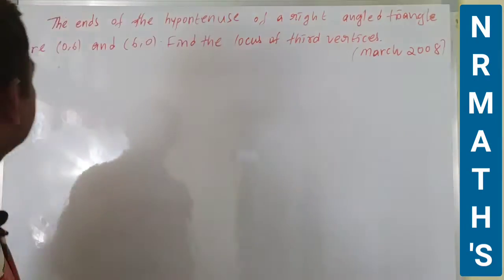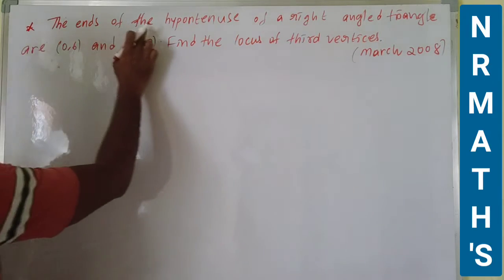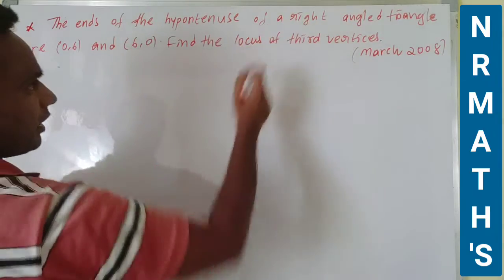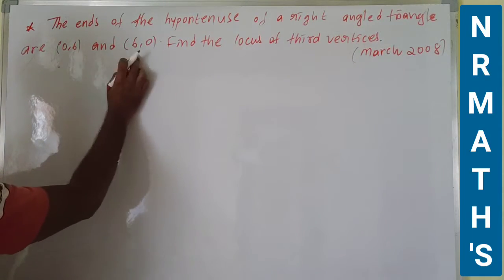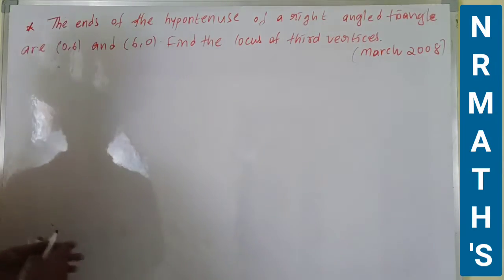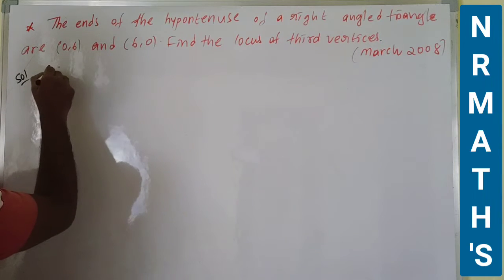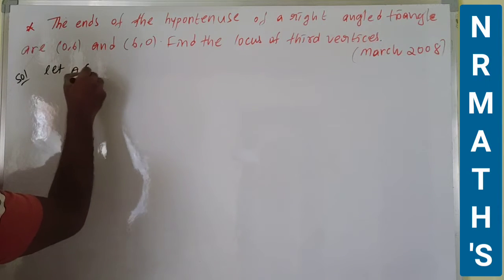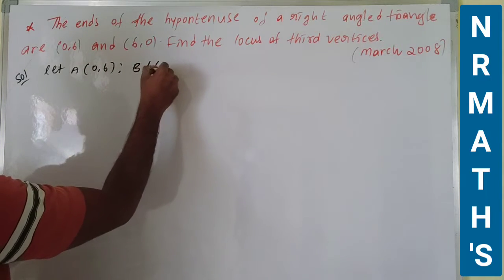Now, today's locus problem for 4 marks. Given here: the ends of the hypotenuse of a right angle triangle are (0, 6) and (6, 0). Find the locus of the third vertex. Let the first end be A (0, 6) and the second end be B (6, 0).